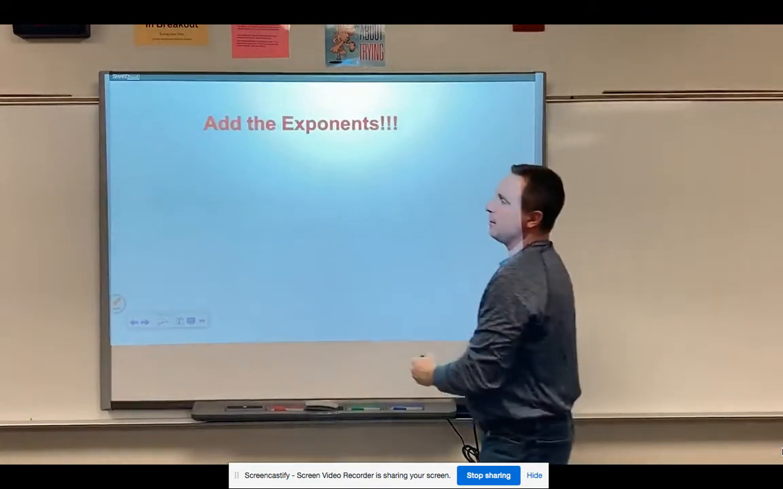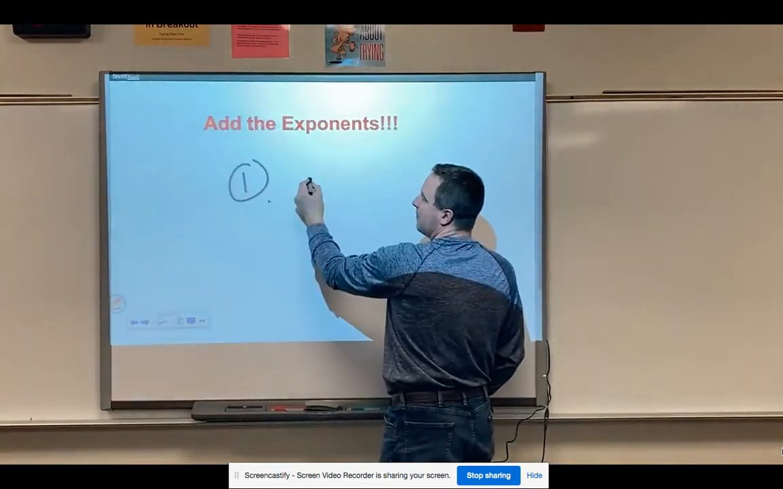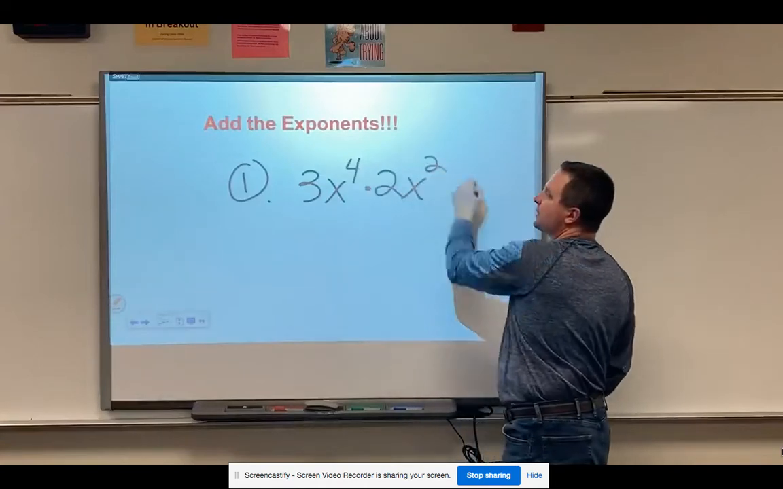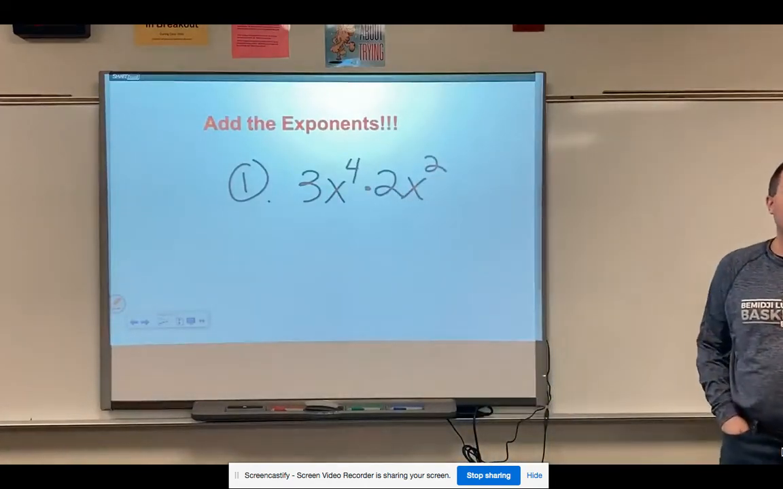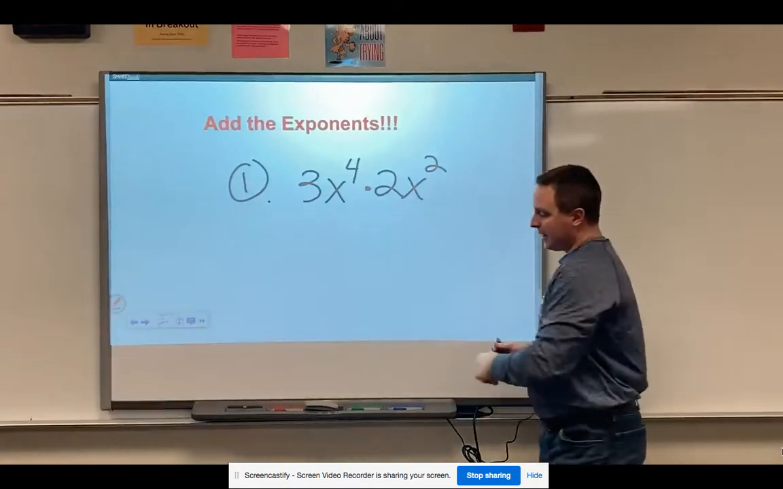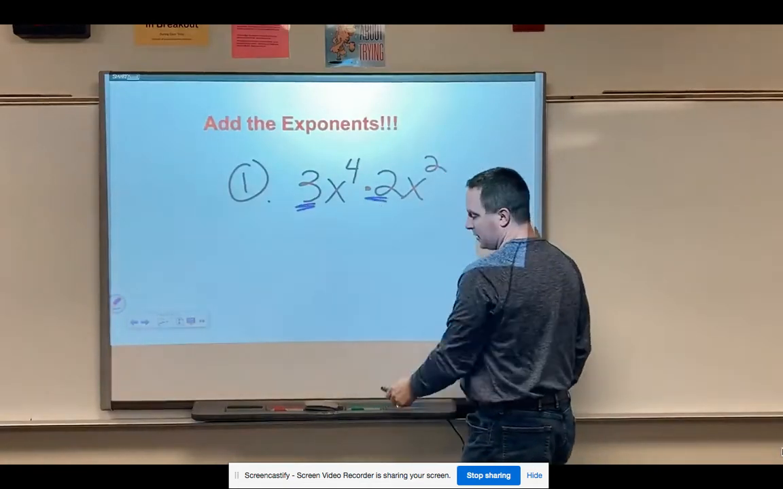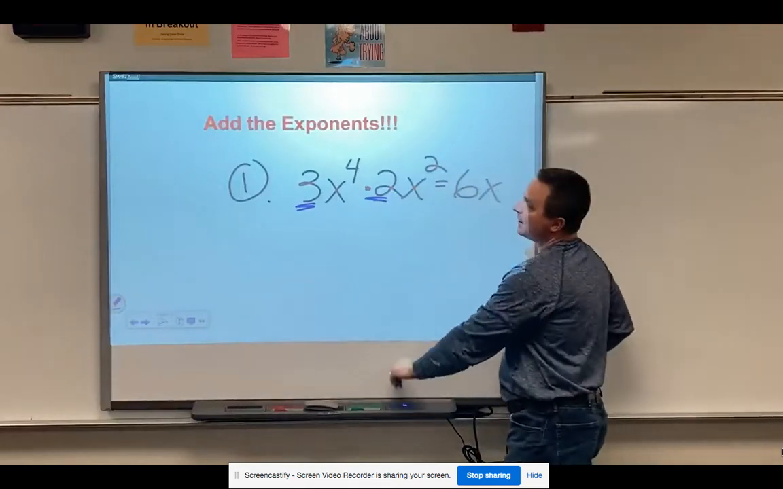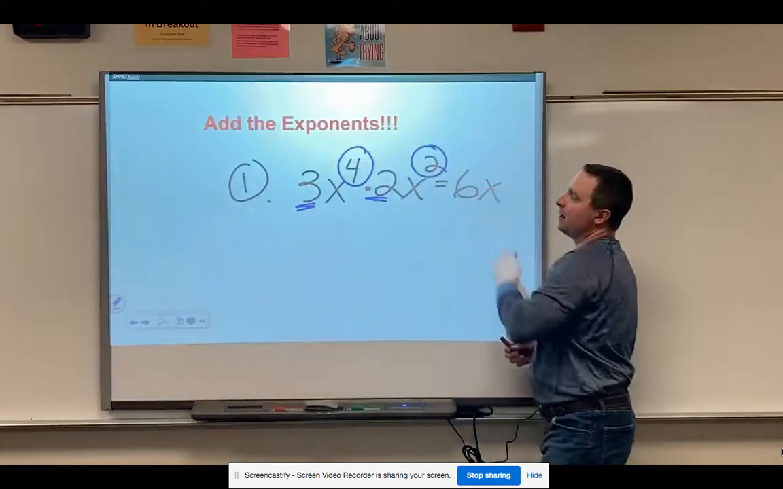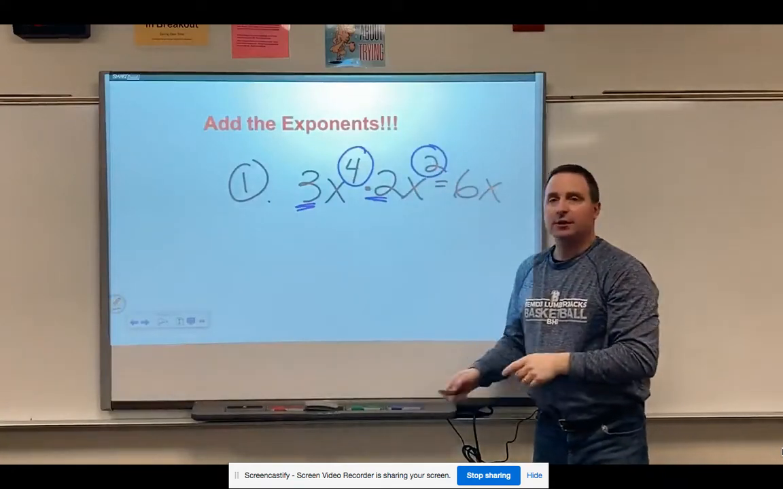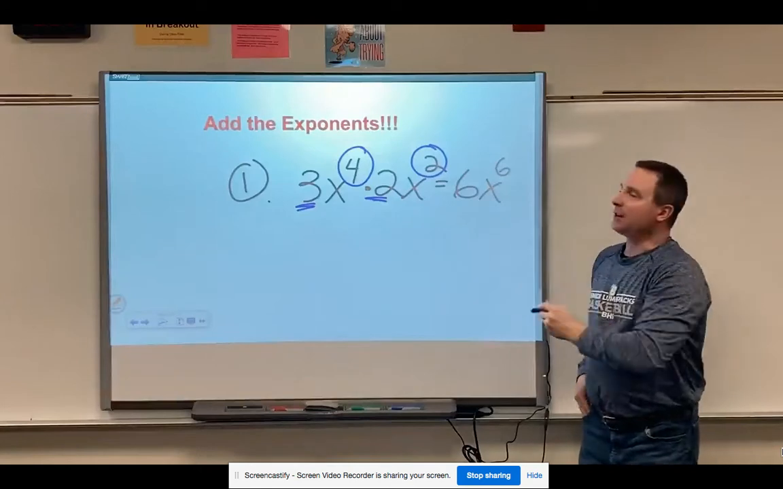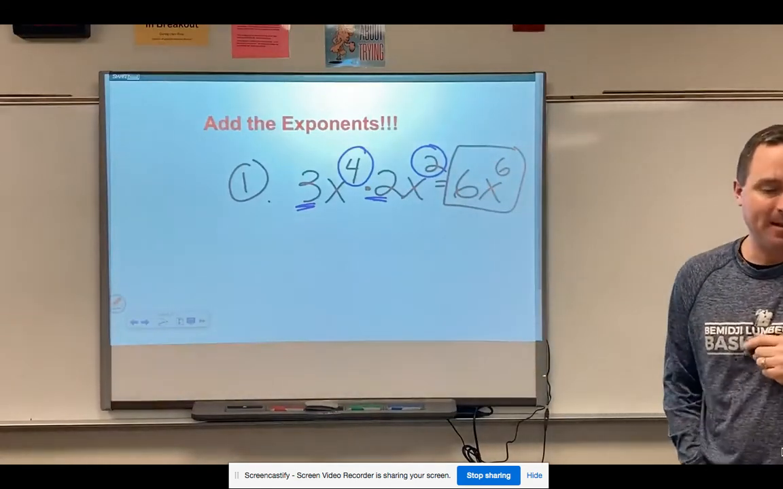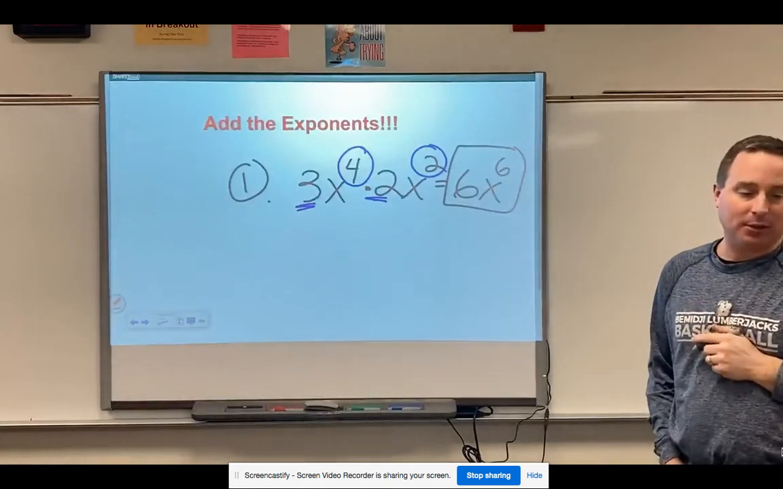Let me try one more here. Suppose I had this one. How about 3x to the 4th times 2x squared? What if I have two monomials being multiplied together? Well, I can multiply big numbers with big numbers. 3 times 2 is 6. And then again, if I look at my exponents, I have 4 of them right there, 2 of them right there, for a total of 6 altogether. So I get 6x to the 6th. Once again, we're adding those exponents.